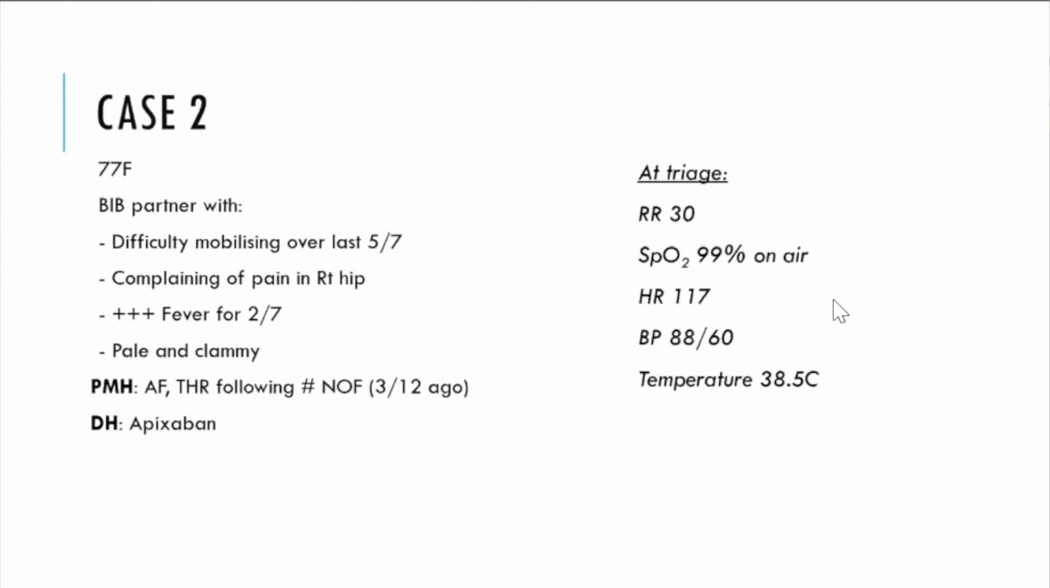They've been struggling to mobilize over the last few days. They've got some right hip pain and fever, and they're pale and clammy. You can see on their observations that they are tachypneic, they're breathing really fast, and they're tachycardic and hypotensive. So this is looking like, again, a patient that's decompensating, that's in shock. You note that they've recently had a total hip replacement, that's THR, sorry, for a neck of femur fracture. That was a few months ago, but still within a relevant window for surgical site infection.